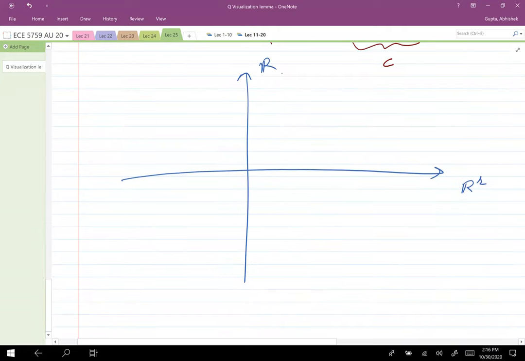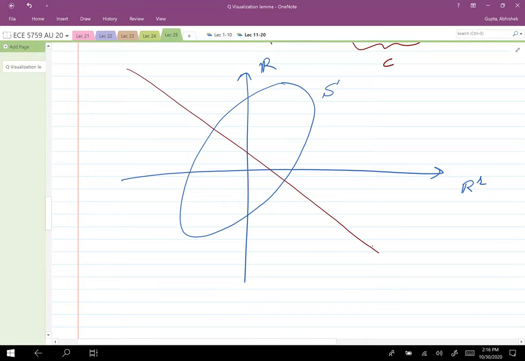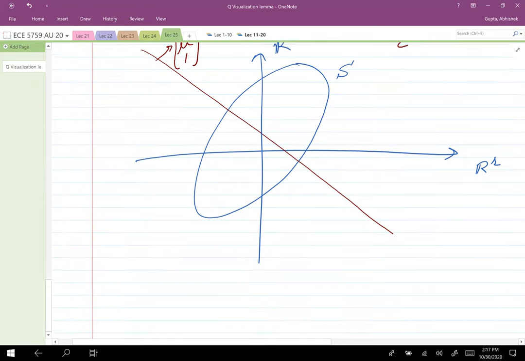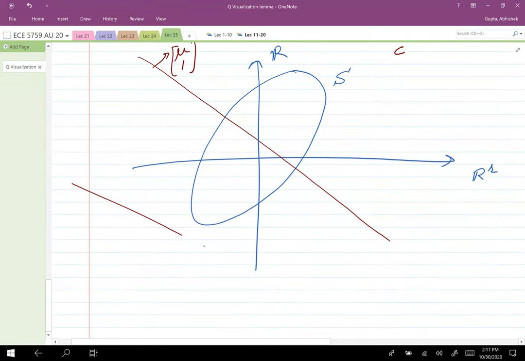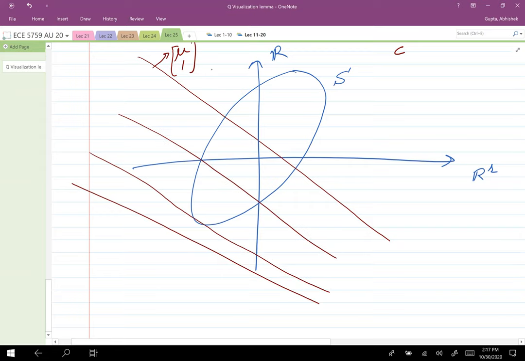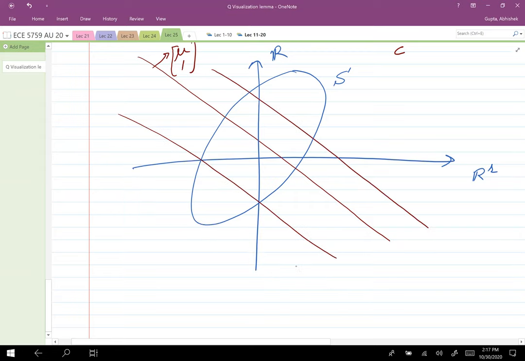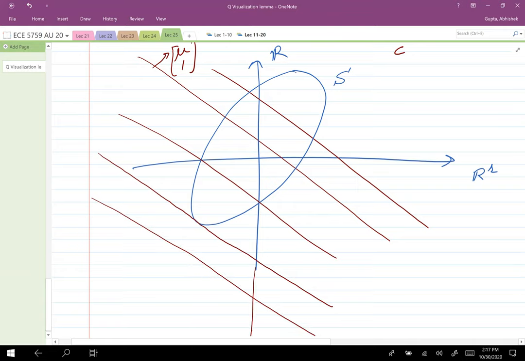This is R^R, this is R. This is my set S. This was my hyperplane with normal mu 1. I'm going to translate this hyperplane. Okay, so I'm going to draw a lot of different hyperplanes, all of which have the same normal. Have to be a bit careful. So these hyperplanes all have normal mu 1.